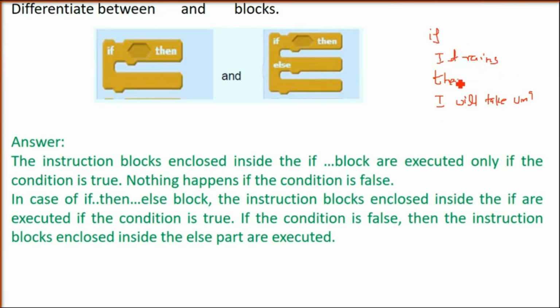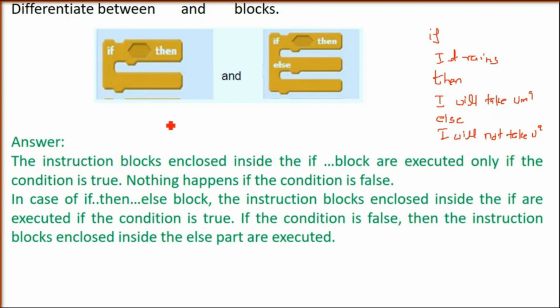But if it doesn't rain, then what? That is exactly what if then else is doing. If it rains, then I will take an umbrella. Otherwise, for that we use else: otherwise, I will not take an umbrella. I will not carry an umbrella. I hope you got the idea. So if something happens, then I will do this. If this thing doesn't happen, then else will come.